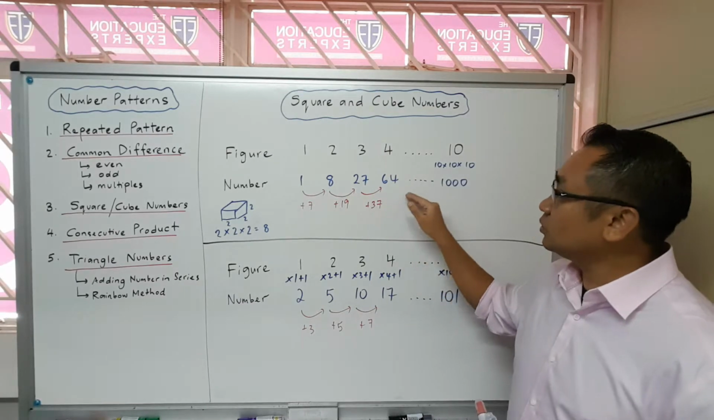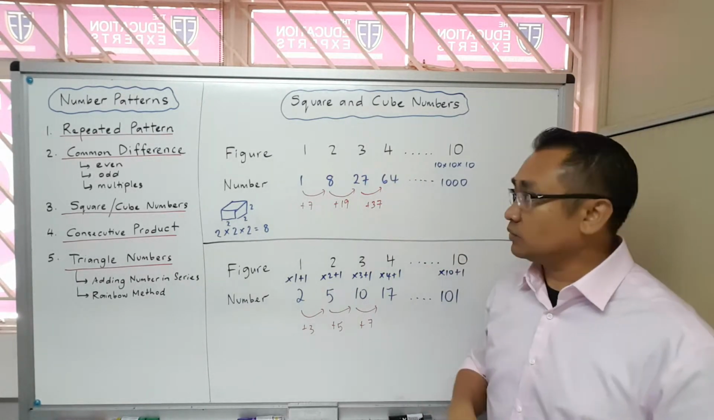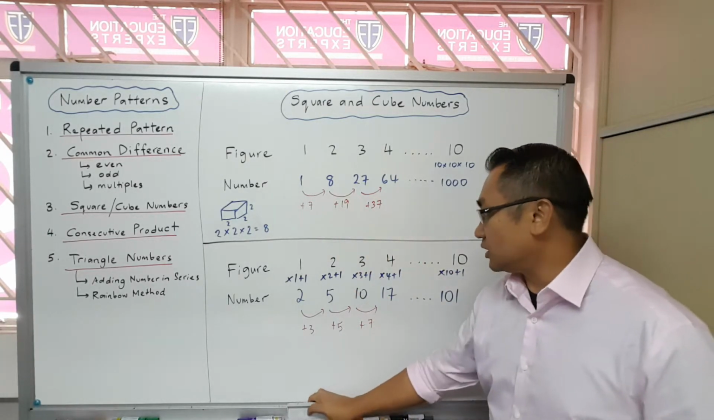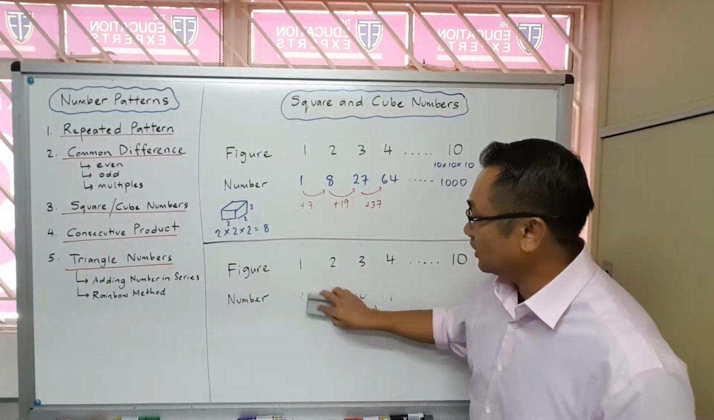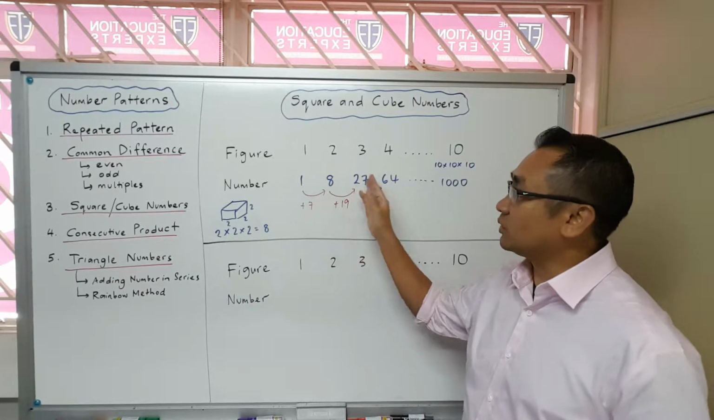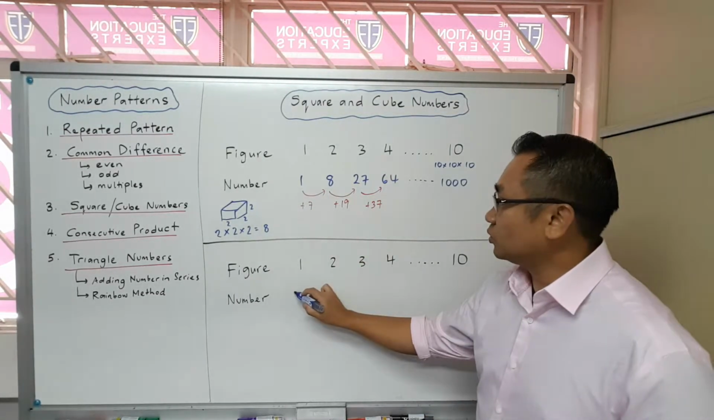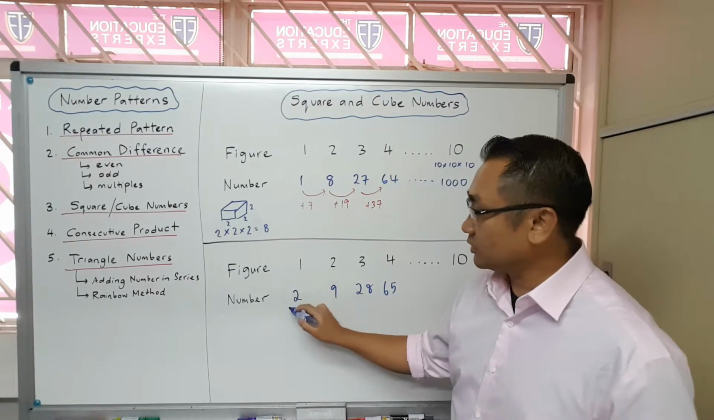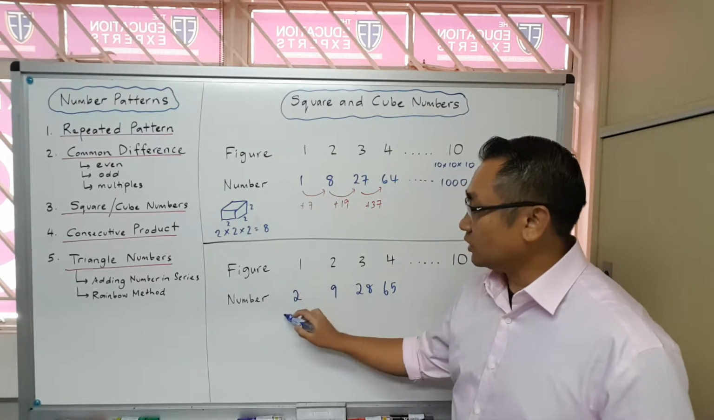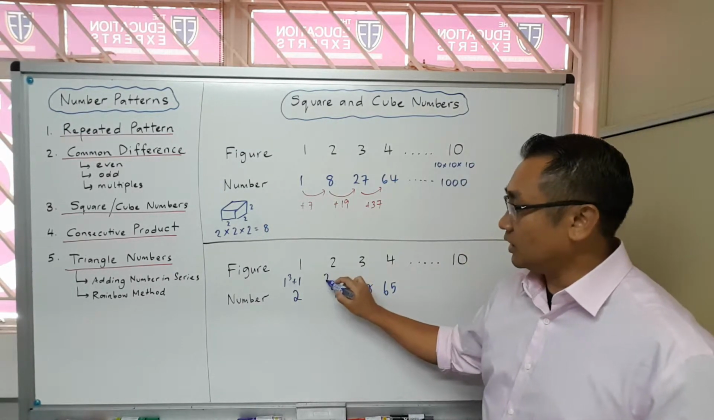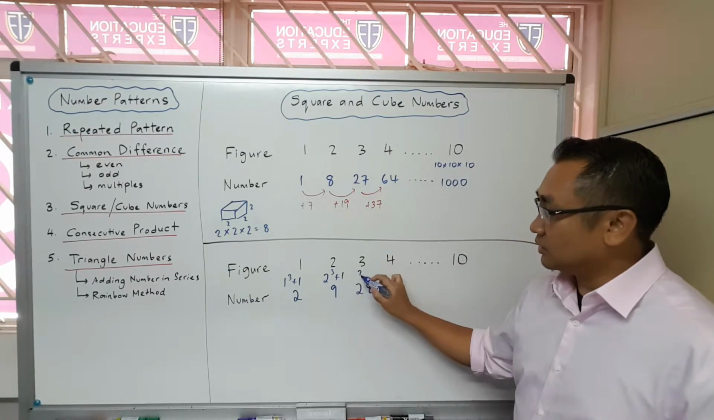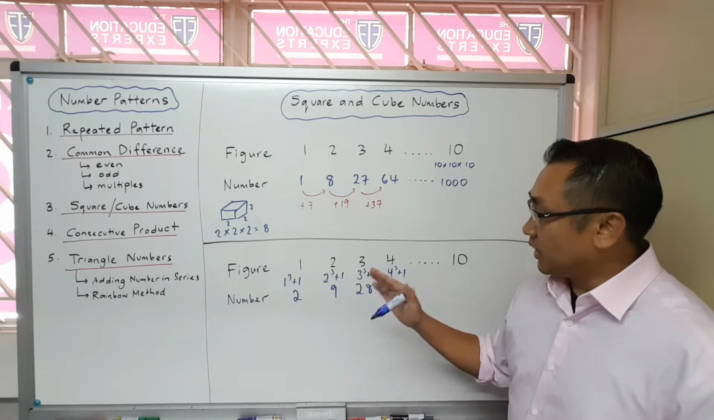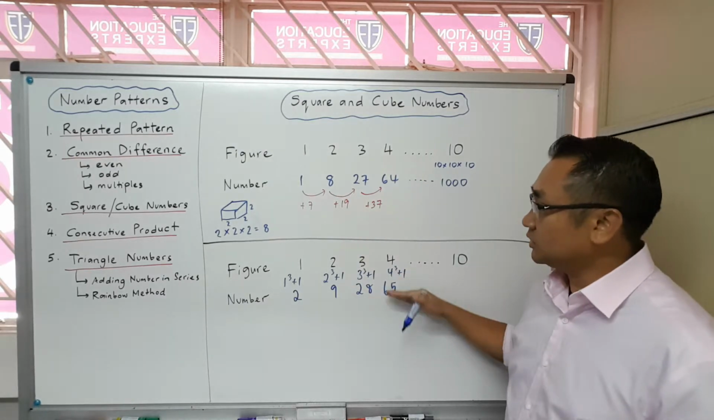That will give you a clue that most probably it is a cube pattern where you need to multiply many times. Sometimes the question can be made a little bit more difficult by adjusting. They will not give you 1, 8, 27. Maybe they will give you 2, 9, 28 and 65. Again, there's no problem. To get 2, you take 1 cube plus 1. To get 9 is 2 cube, 8, plus 1. 3 cube plus 1, 4 cube plus 1. So the pattern can be adjusted, but the basic pattern for this type of question will still be the cube pattern.